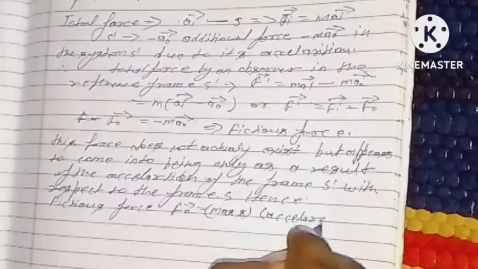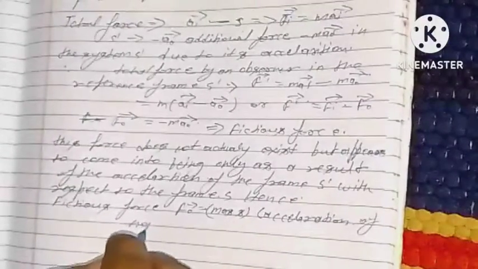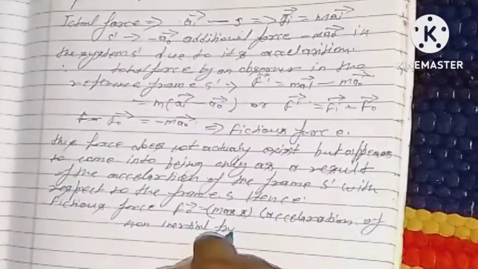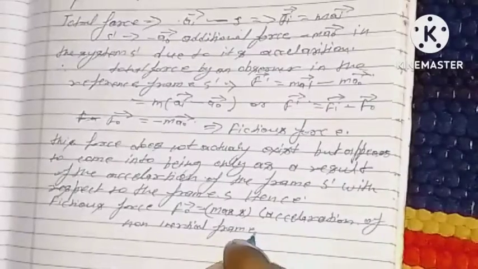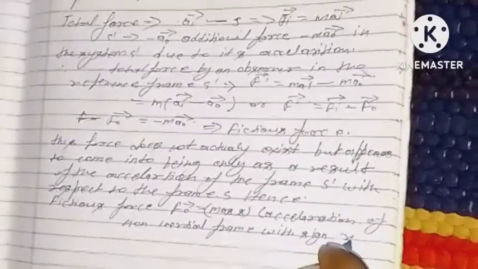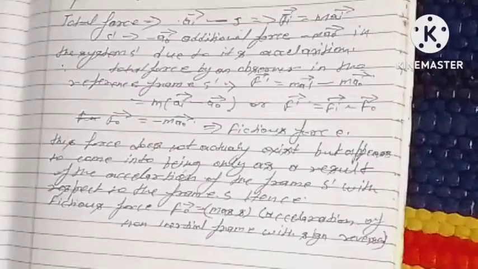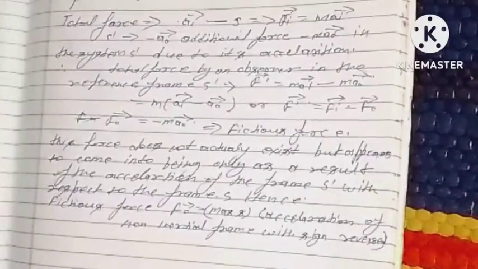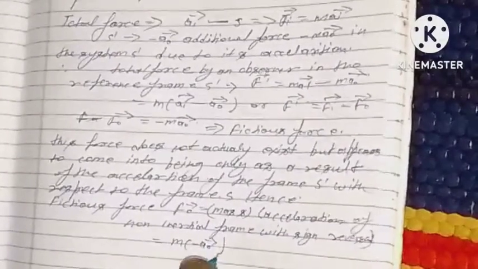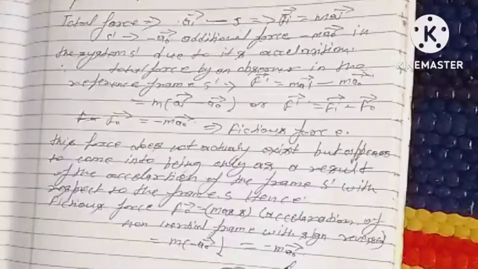Acceleration of the non-inertial frame with sign reversed. That means m times minus a_0 vector equals minus m a_0 vector. This is the fictitious force.